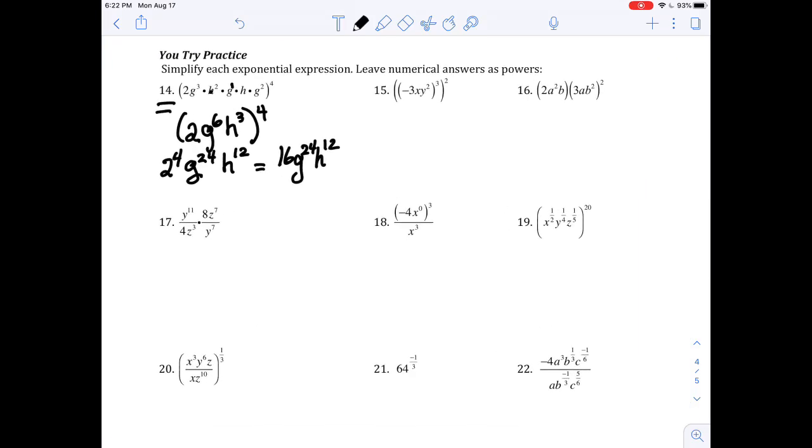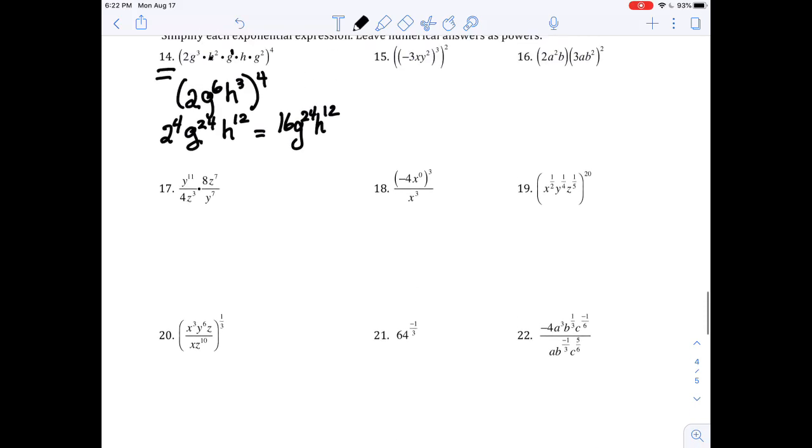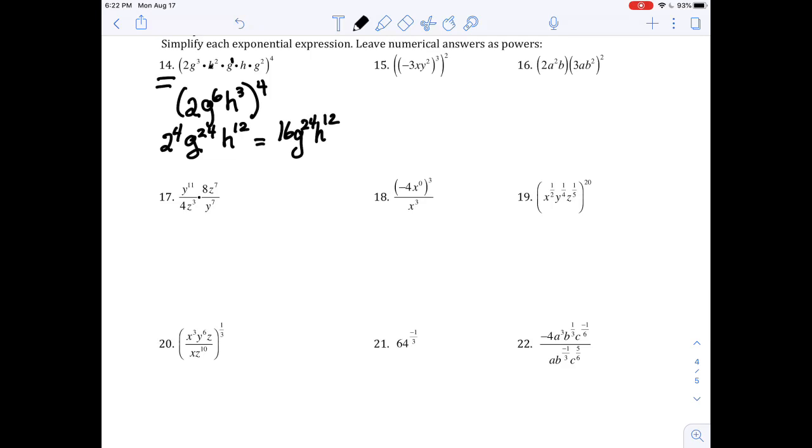Okay, let's try number 17. So I think I'm just going to go down and do these 4, and then I'll circle some other ones for you to try. Number 17, what do we do when we have a fraction multiplied by a fraction? So let's review multiplying of fractions.